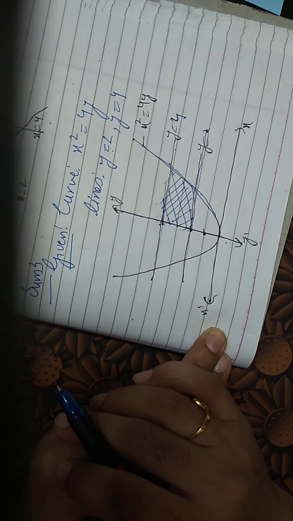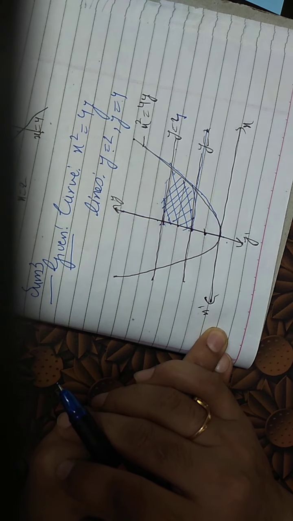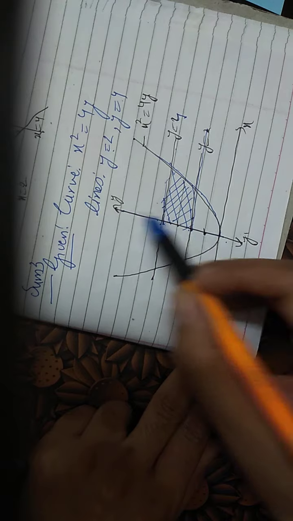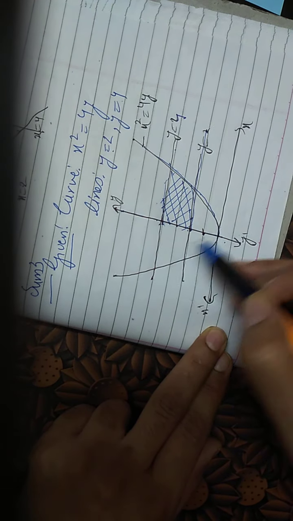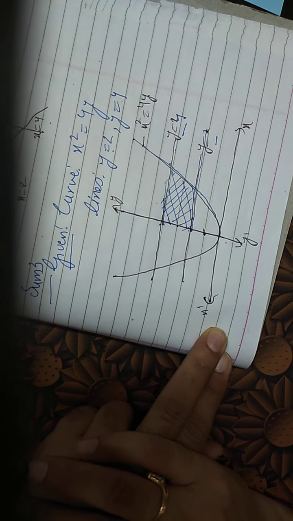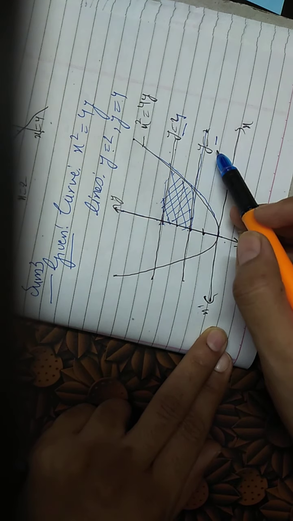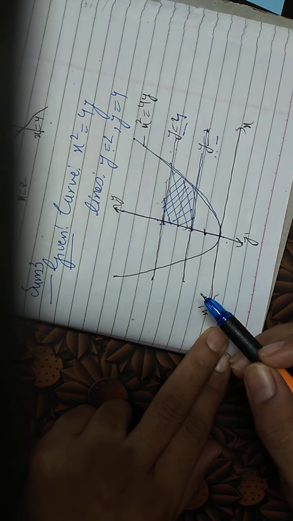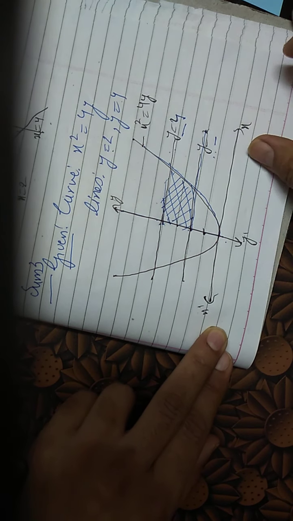So now ordinates 2 and 4 are giving us the limits, and since we are finding the area along y-axis, the limits are given in terms of y. Remember, since the limits are given in terms of y, our function also has to be in terms of y variable only.